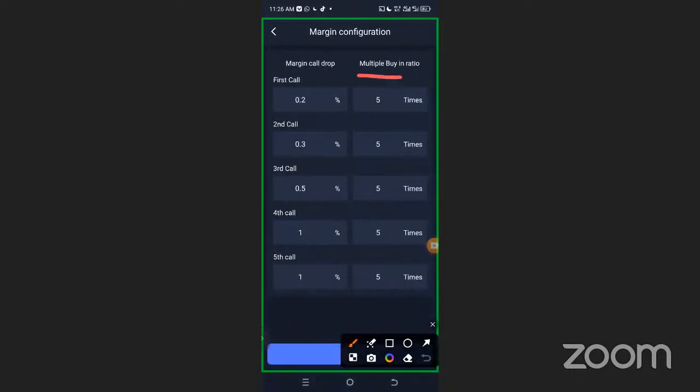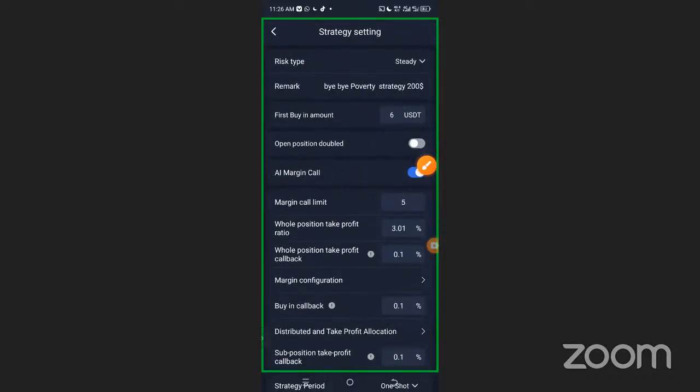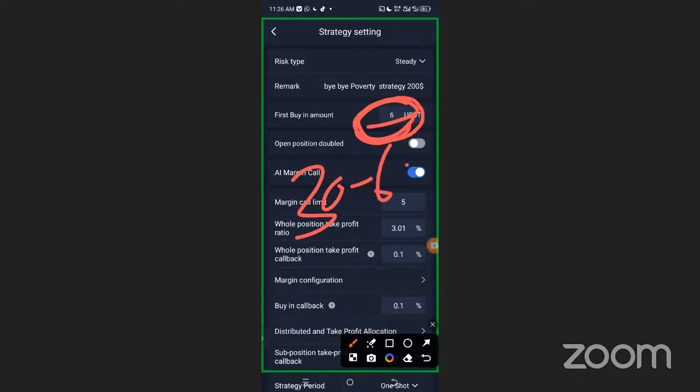I told you this is a multiple buy. The robot multiplies the figure you have put here times your first buy-in amount. Why are you changing from 30 to 60? We are changing so that the robot can buy the margin calls using $60. If you leave it at $30, the strategy will not come out.